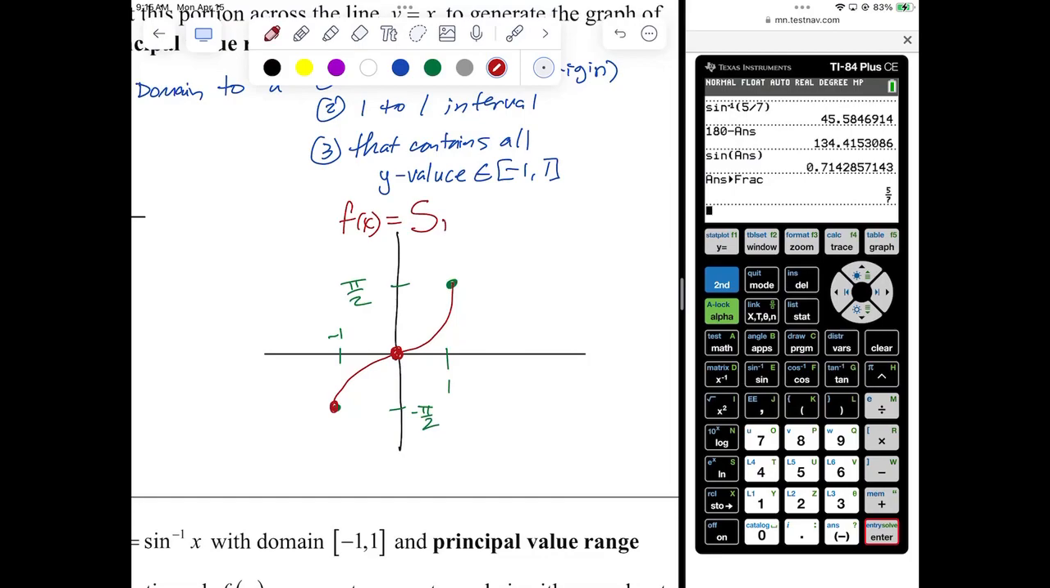Now, to show that it's an inverse sine function, what I typically do is I use a capital letter. Okay? Capital letter.